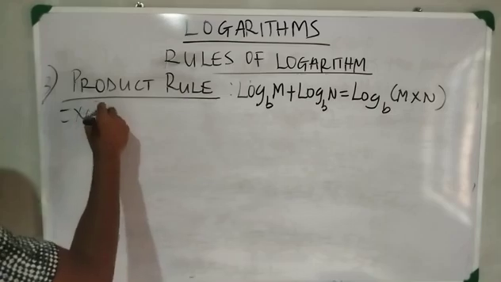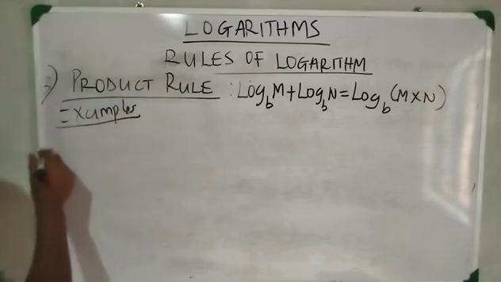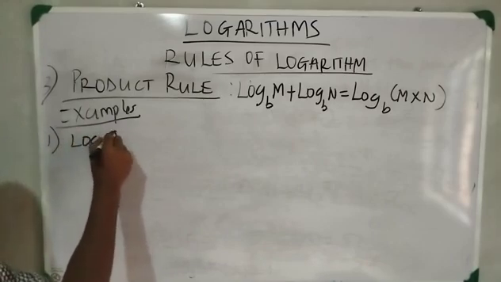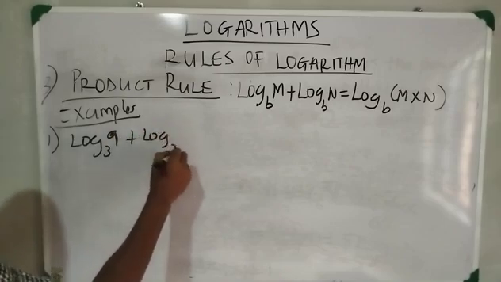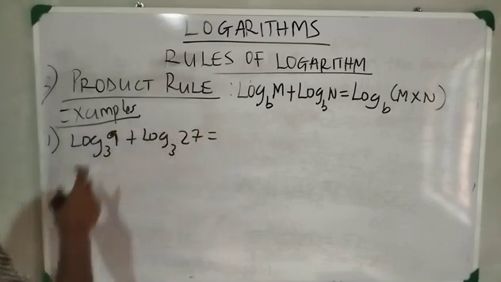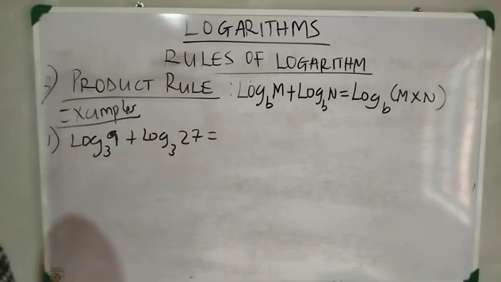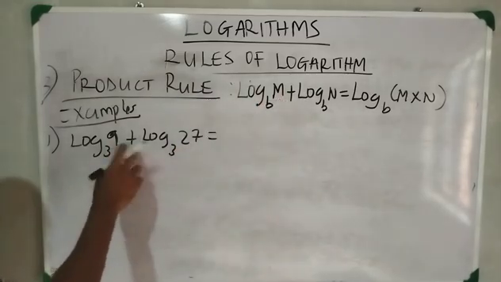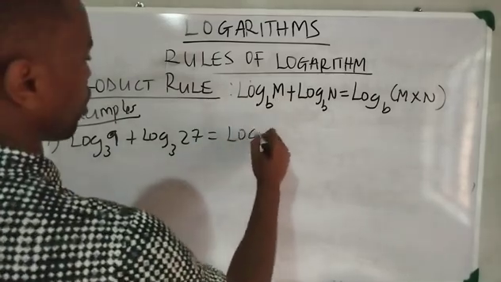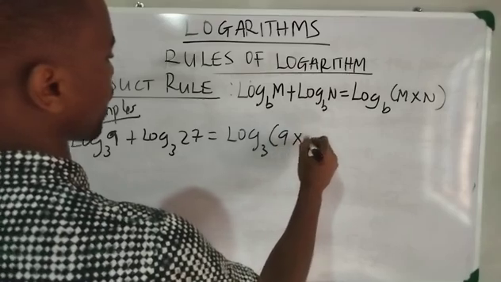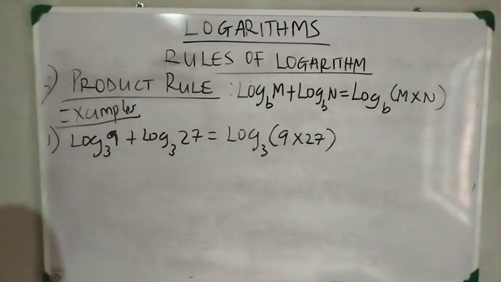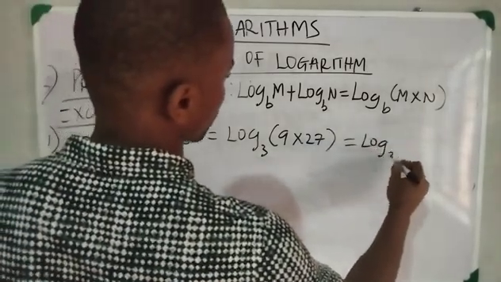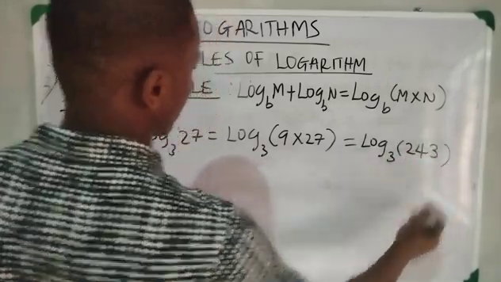Alright, so as always, examples make it easier. Now, let's say we are told to add these two numbers. They are both in base 3. Log 9 and log 3 in base 27. According to this rule, the product rule, since they are adding up and they are in the same base, it will be equal to log base 3 of 9 times 27. And what is 9 times 27? This will give you log to the base 3 of 243.